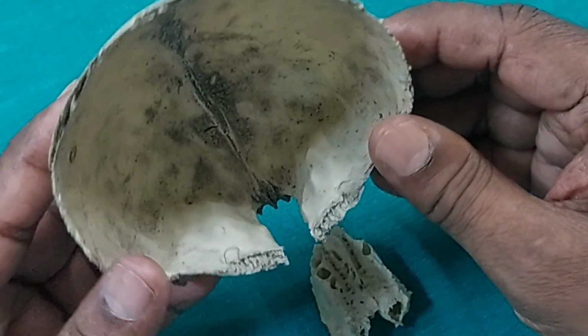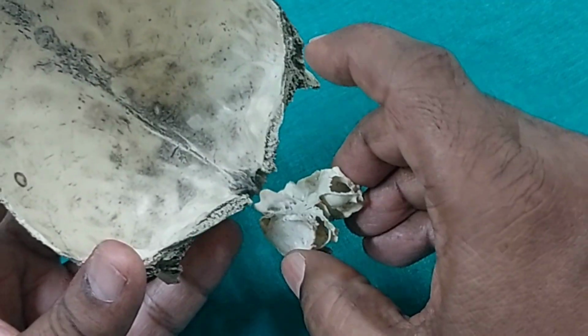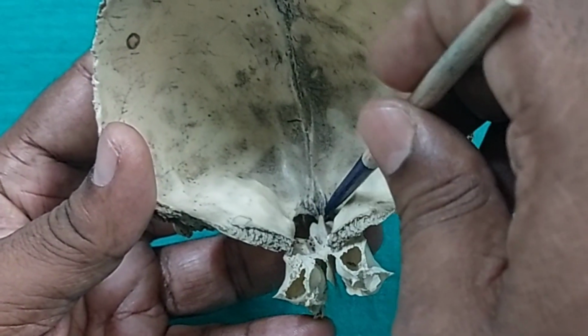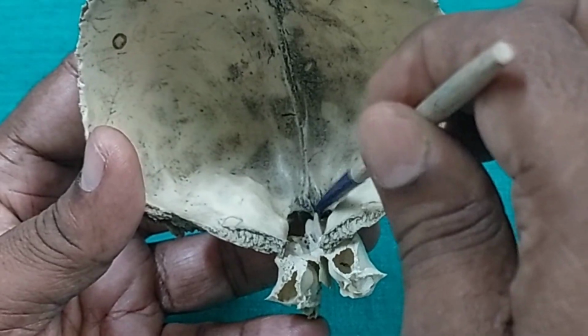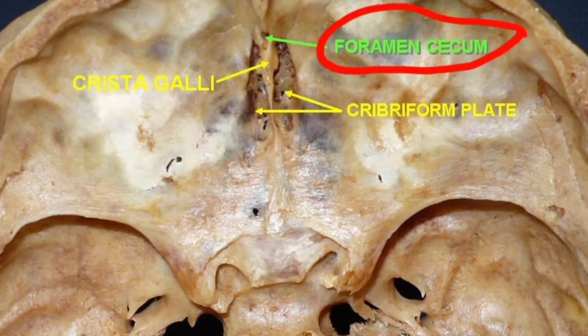This ala articulates with the frontal bone and forms the foramen cecum. This is the frontal bone, and when it articulates, it forms a foramen here. This foramen is called the foramen cecum, a small foramen between the crista galli of the ethmoid and the frontal bone. Usually it transmits no structure, but sometimes an emissary vein passes through it, which connects the superior sagittal sinus with the veins of the nose.